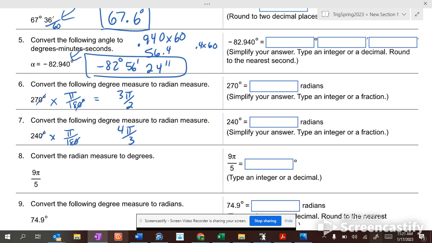Okay? When we convert to degrees, instead of multiplying by pi over 180, it's 180 over pi. Then we eat our pi, and we're happy. And then we take 9 times 180 and divide it by 5. 324.